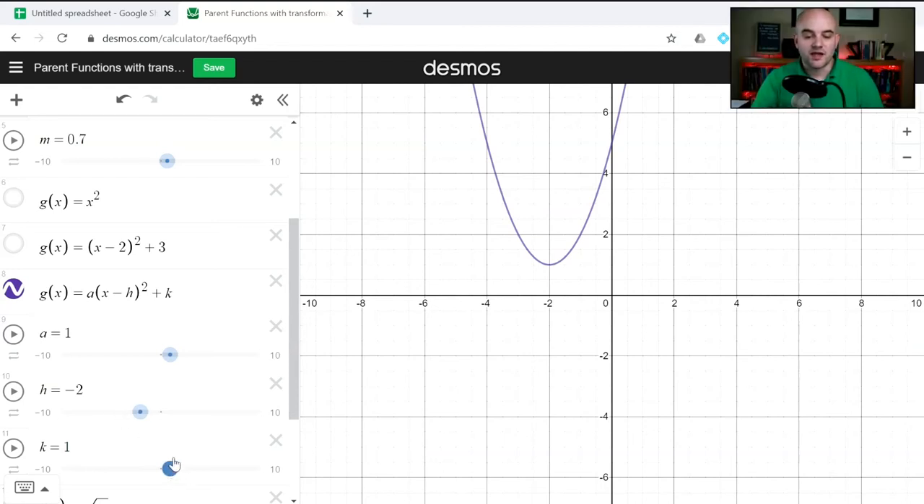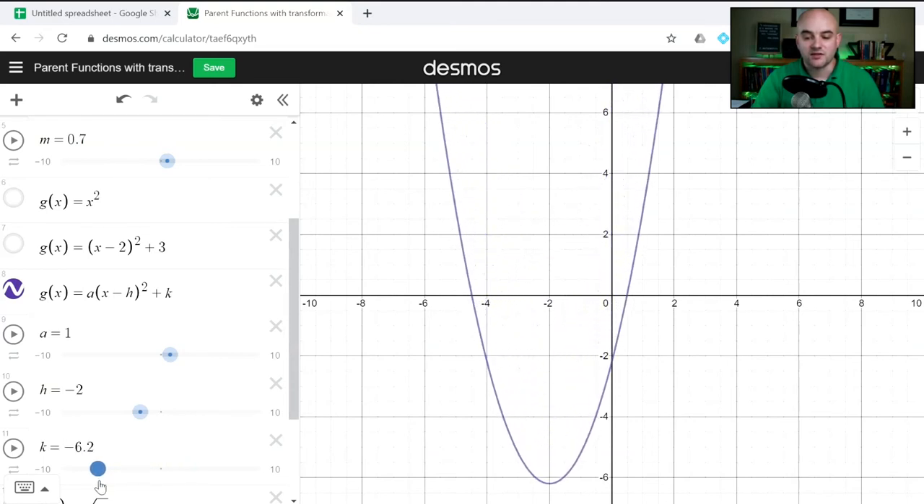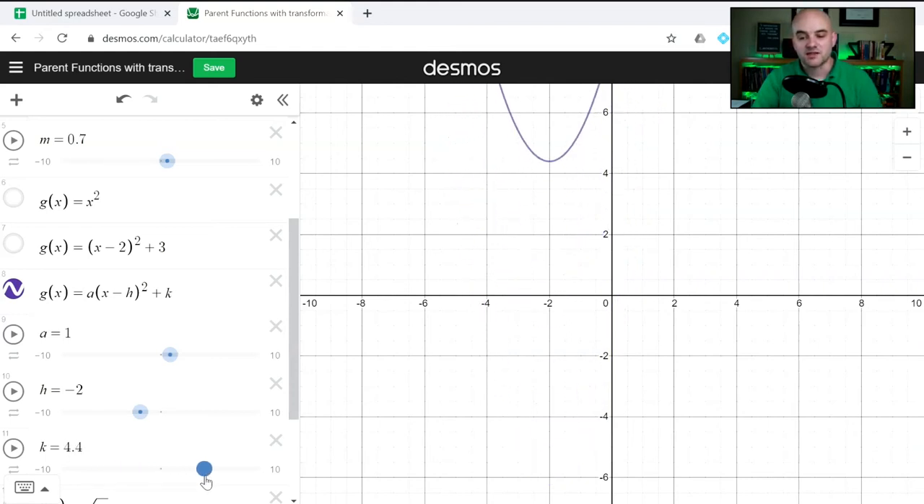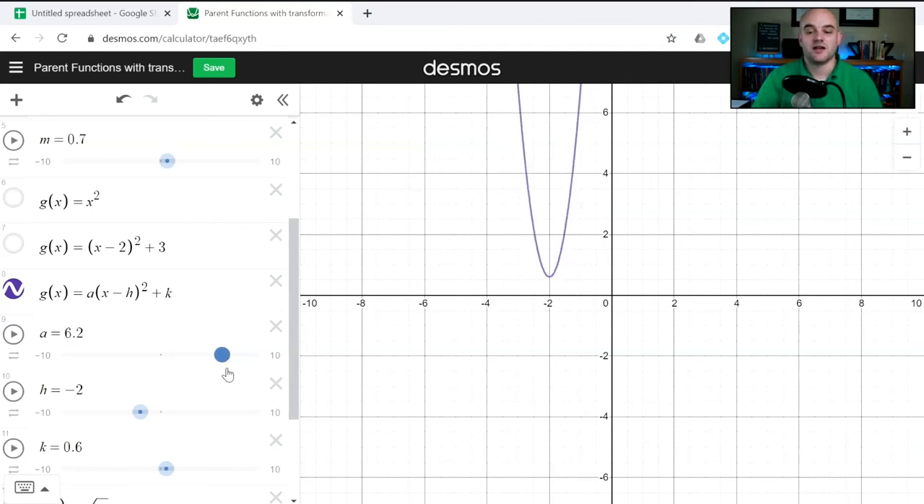And then remember k on the outside here, that was the same thing as +3 in the last example. And this is going to shift it up and down. So when k is negative, it shifts the vertex below the x-axis. And when it's positive, it's up above. And that leaves us with a here. So what does a do? As I make a larger, notice this thing gets skinnier, I guess you could say.